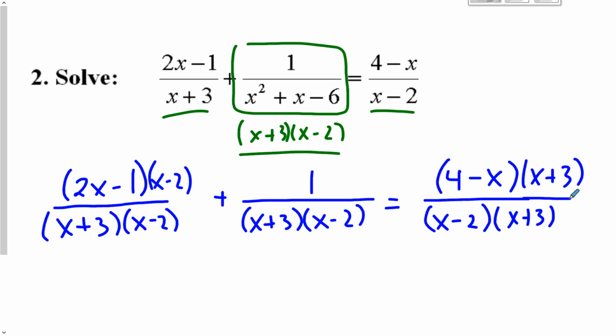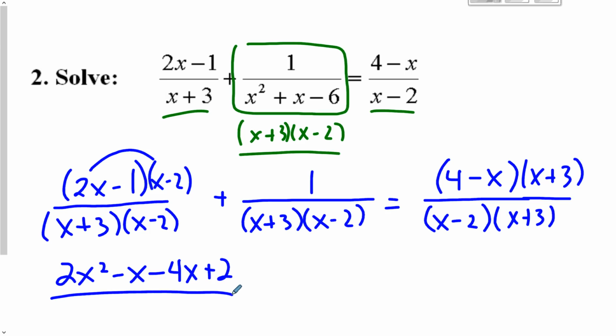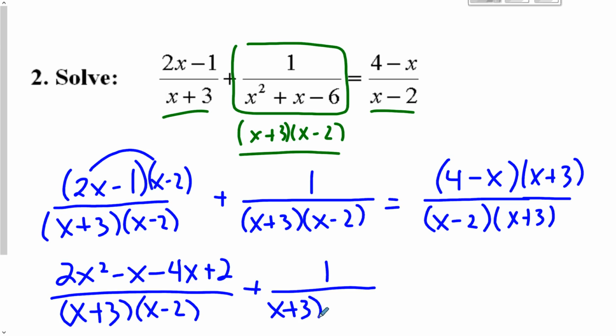Now I'm going to do some distributing, get everything equal, common denominator, so let's do that. Over here on this fraction, if I distribute, I get 2x squared minus 1x minus 4x plus 2, and that is all over x plus 3, x minus 2. And then the next one is just 1. I don't have to do anything with that because it's got the common denominator and we don't have to do any distributing. So it'll be over x plus 3, x minus 2.